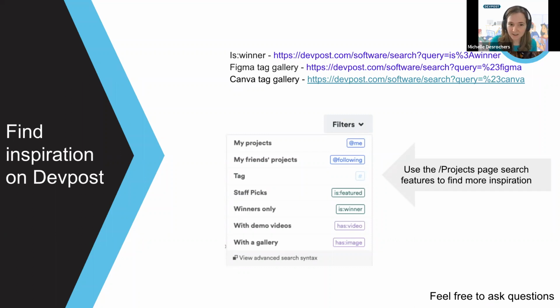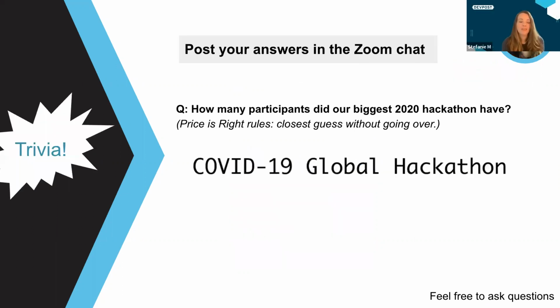You can also use tags. So like hashtag Figma could show you everyone that used Figma or tagged Figma in their project. Same with Canva, if they used Canva on the project. Yeah, I personally like the is winner one. I think I link to that the most. But that's just a good example to find really cool projects. It's something people don't really think too much about if you're looking through the hackathon search. There's a lot of fun filters you can look through, get inspiration for other hackathons too. The tag galleries are pretty interesting.